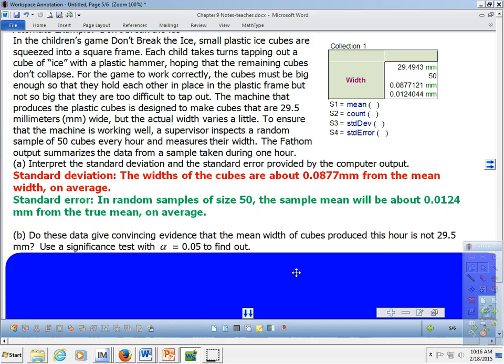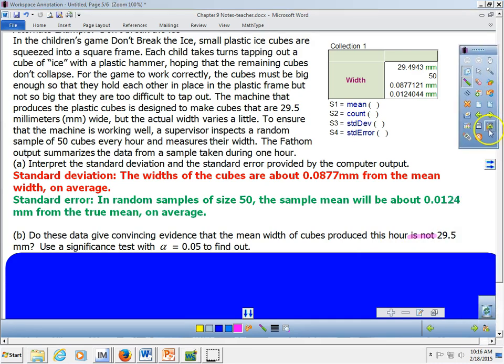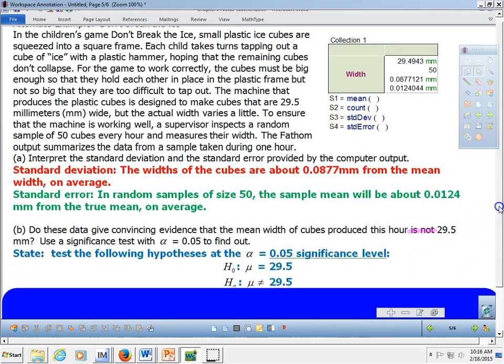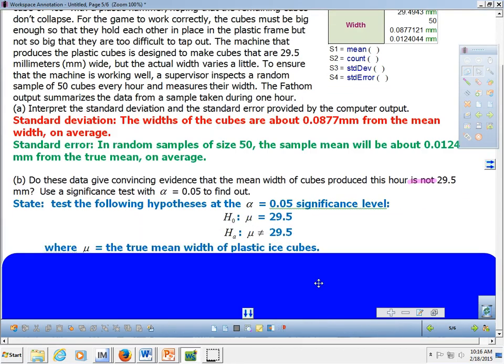So the question, these data give convincing evidence that the mean width of cubes produced this hour is not 29.5 millimeters. Use a significance test with alpha equal 0.05 to find out. Okay? So we're going to do the test, and the key wording here is not 29.5. Not greater than or less than, because either way the inspector is going to care. So we just want to see if it's not equal to 29.5. Okay? And so we're ready to perform our test. Right? Again, a lot of the same things.